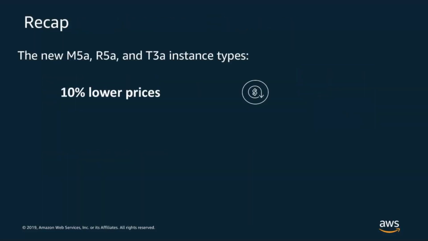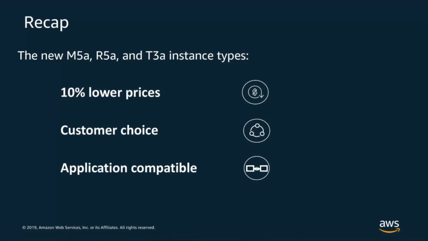So to recap, AMD EPYC instances, the new M5a, M5ad, R5a, R5ad, and T3a, offer 10% lower prices. They increase the customer choice, giving you another lever to pull to optimize your balance between performance and cost. They're application compatible, making it super easy to migrate to and from, and they're available now. These are available now in 8 regions, with more regions coming online soon.